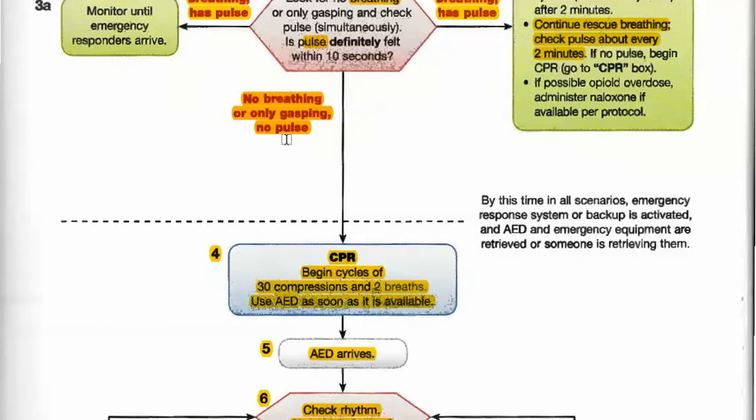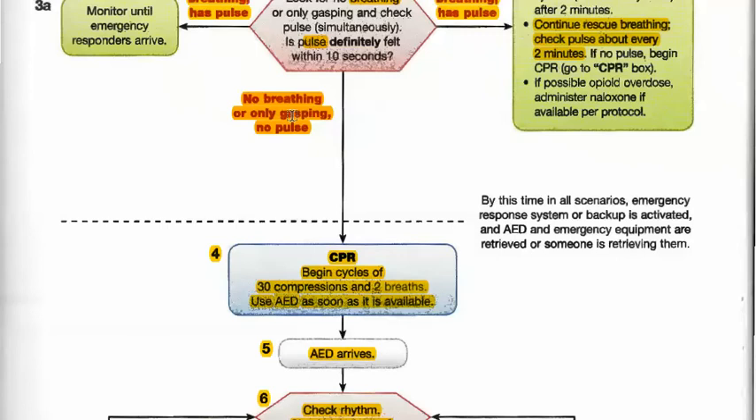When do I have to start compressions? If this patient is not breathing and has no pulse, even if he is gasping, start compressions, because gasping is not normal breathing. Gasping may occur in the first minutes after sudden cardiac arrest. So the patient is not breathing, has no pulse, or even is gasping: start compressions immediately. And this is a question on the BLS exam.